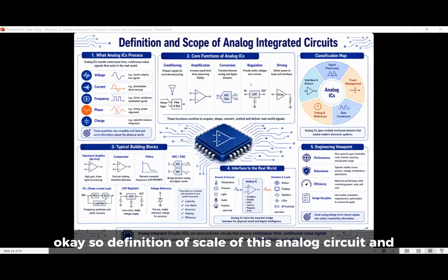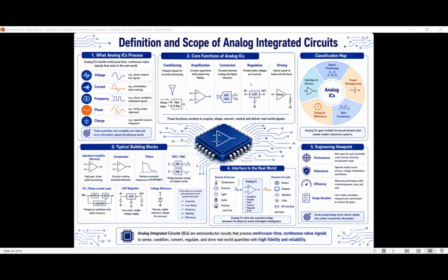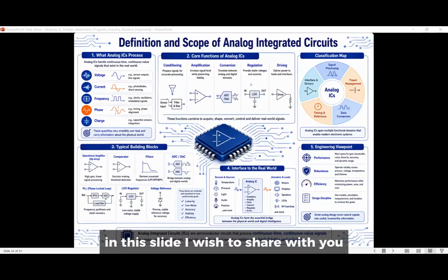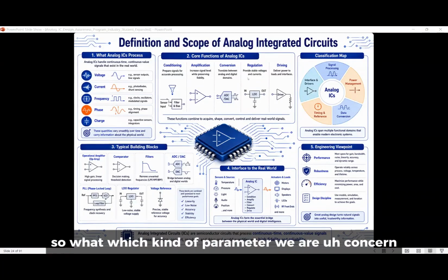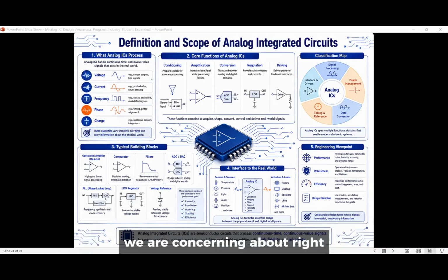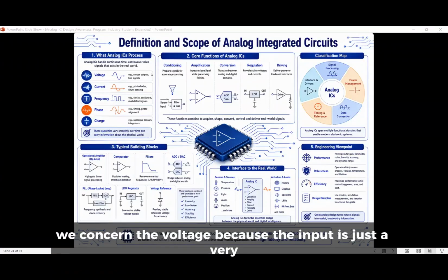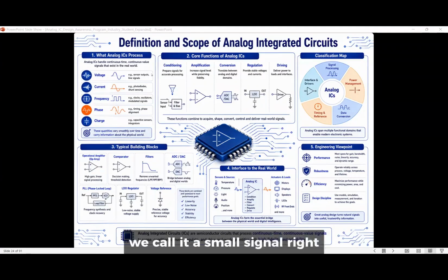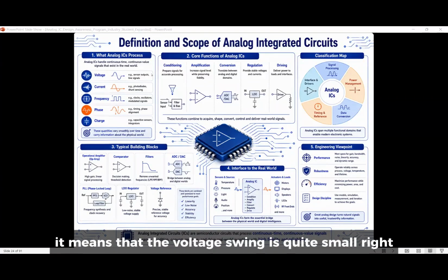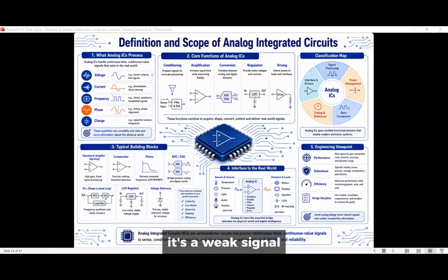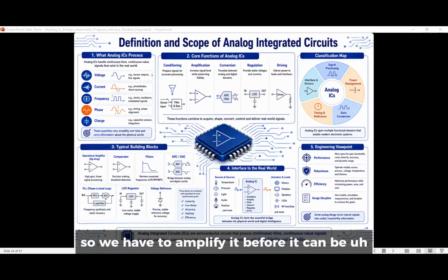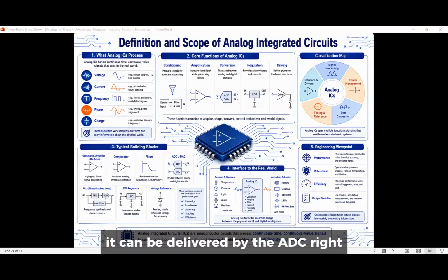Okay, so this is the definition and scope of analog circuits. In this slide, I wish to share with you which kinds of parameters we are concerned about. The first is the voltage. Why do we concern ourselves with voltage? Because the input is what we call a small signal. Why is it a small signal? It means that the voltage swing is quite small. It's a weak signal, so we have to amplify it before it can be dealt with by the ADC.